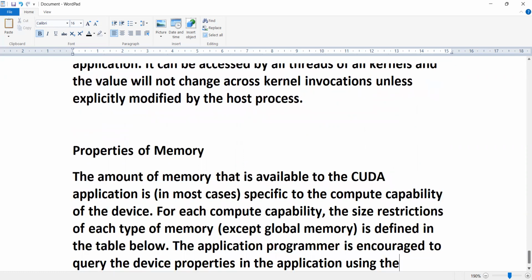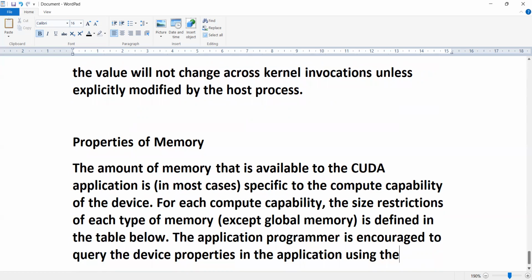Properties of memory. The amount of memory that is available to the CUDA application is specific to the compute capability of the device. For each compute capability, the size restriction of each type of memory is defined in the table. The application programmer is encouraged to query the device properties of the application using the CUDA memory functions.